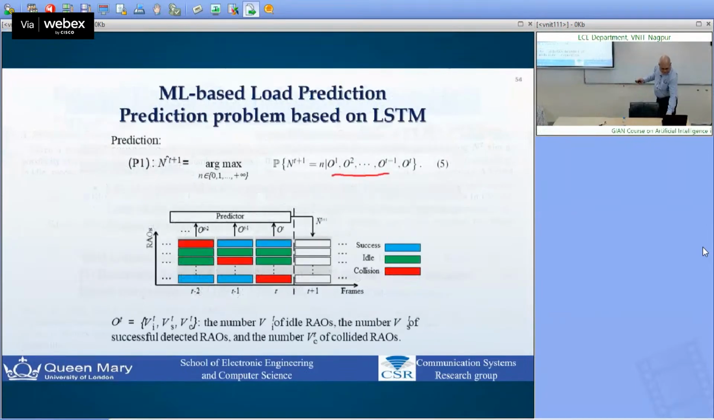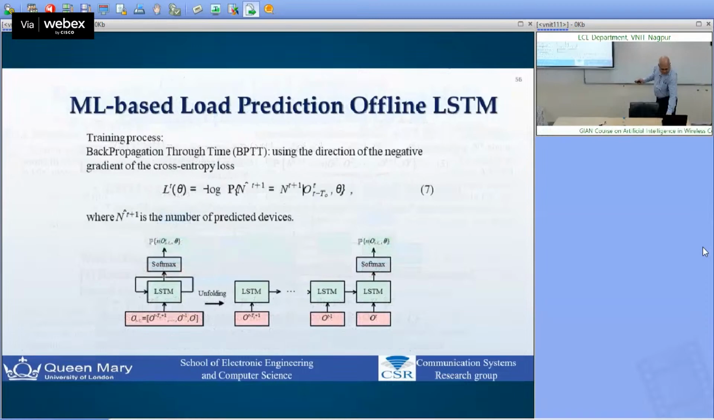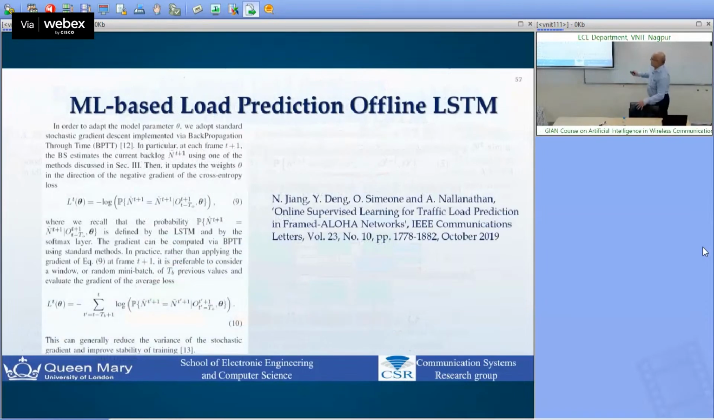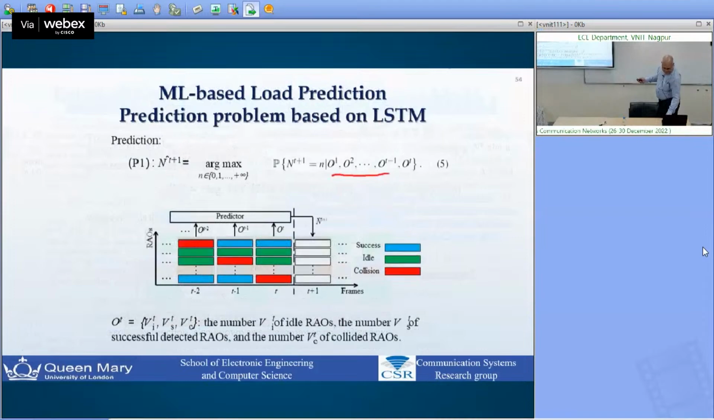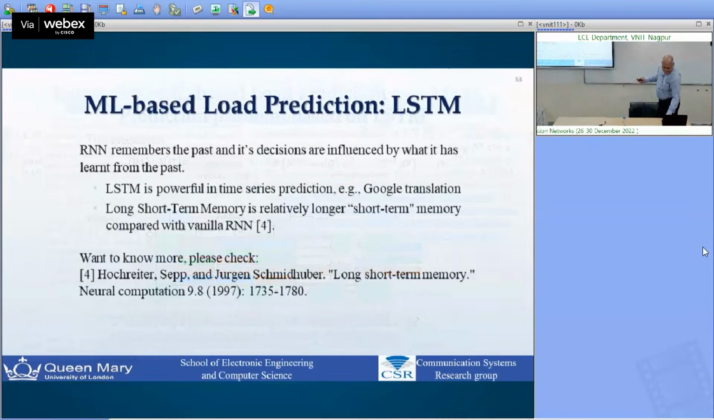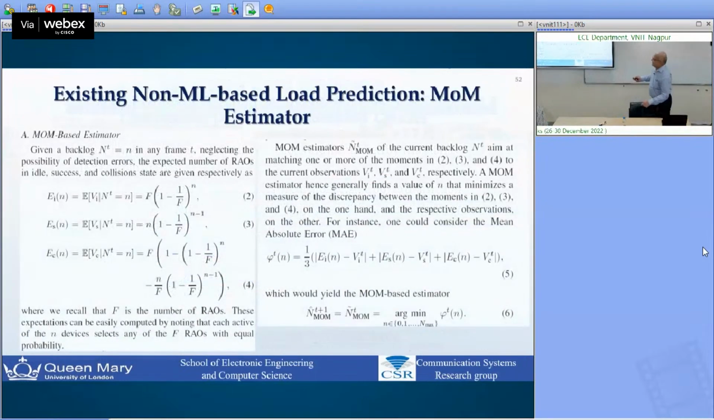Where's the paper? I can show the paper. This paper, the communication letter paper, all the technical details are there. So here, say I just put what is meant by method of moment.